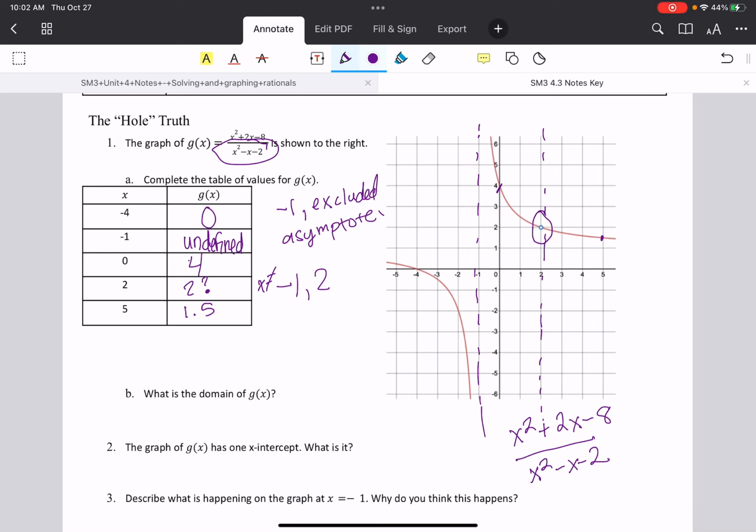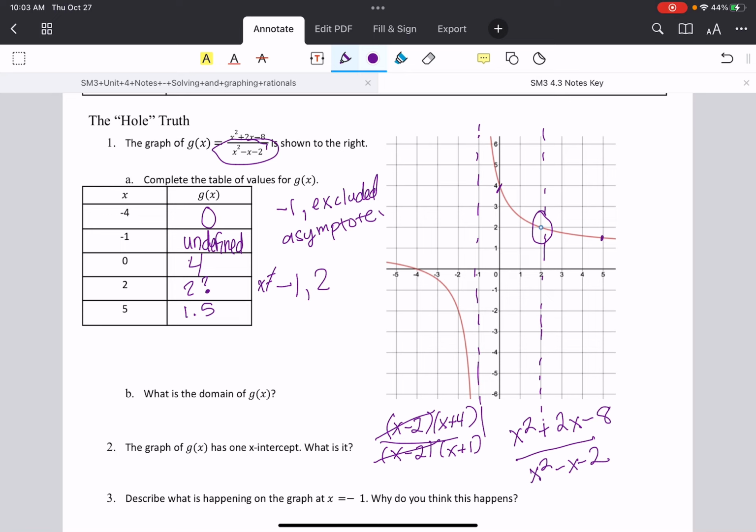Can we reduce that fraction, do you think? What would we do to figure out if we could reduce this fraction? Factor. Okay, what are the factors of the top? x minus 2 and x plus 4, over x minus 2 and x plus 1. Is anyone catching on so far? Just cross them out. Okay, we could just cross them out.